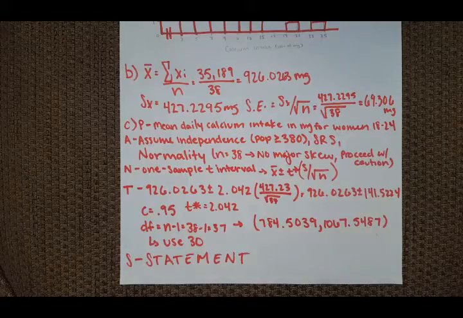Now all you're left with is making a statement, your S part of PANTS. In this case, you can say with 95% confidence that the true mean calcium intake in milligrams for women 18 to 24 is between 784.5039 milligrams and 1067.5487 milligrams.